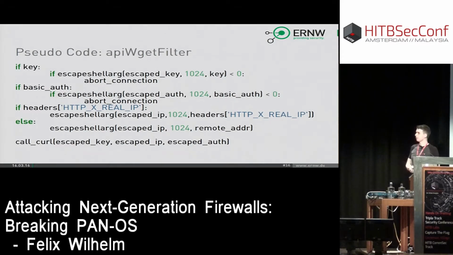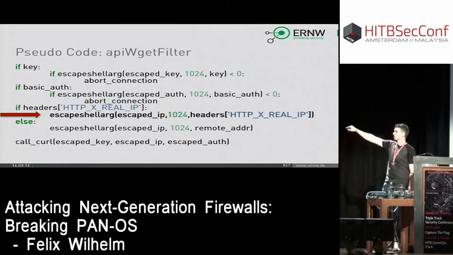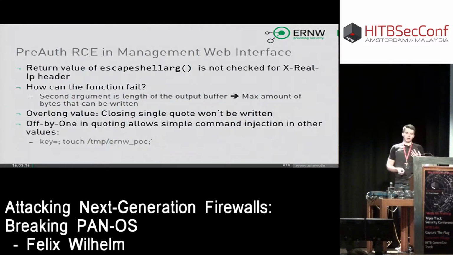Now, interestingly, they also escape this HTTP X-Real-IP header in this line, but they never check the return value. So as you can see, you have this if condition: if the escapeshellarg function fails, we abort the connection, but they forgot this check of the return value when escaping the real IP header. So how can we exploit this?